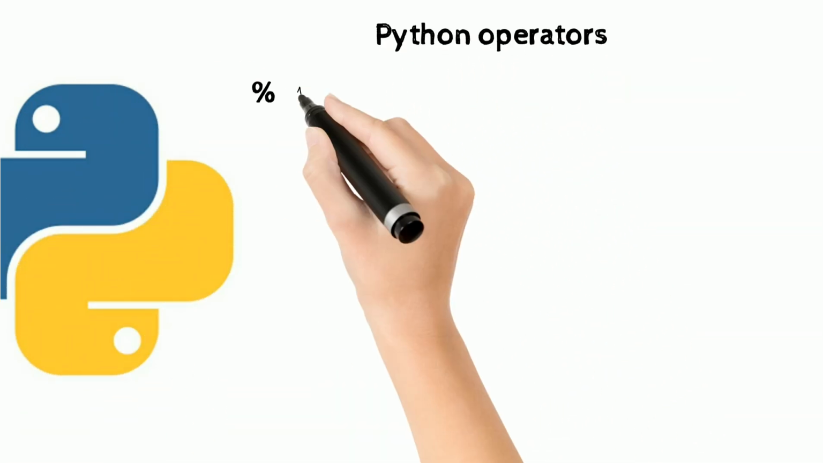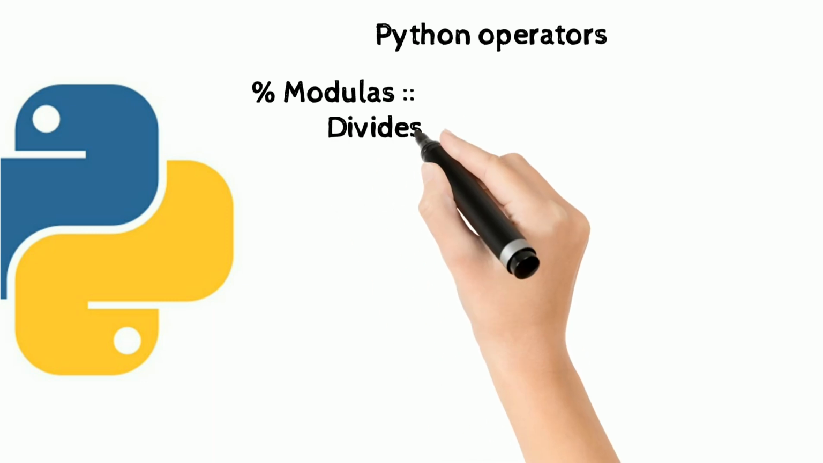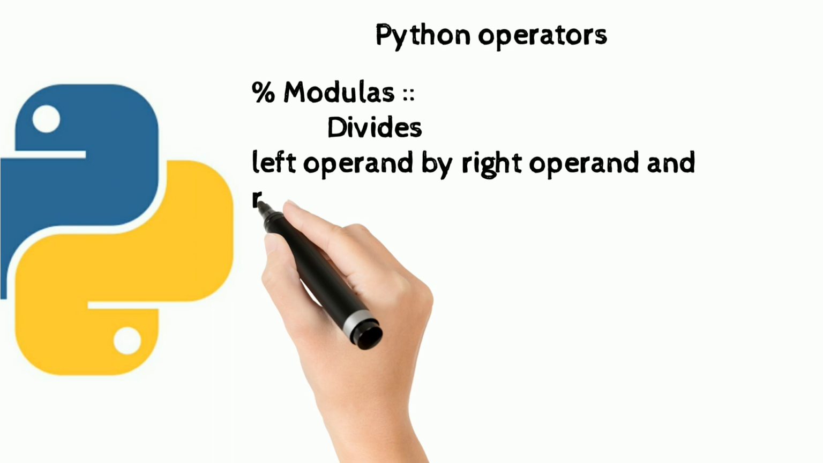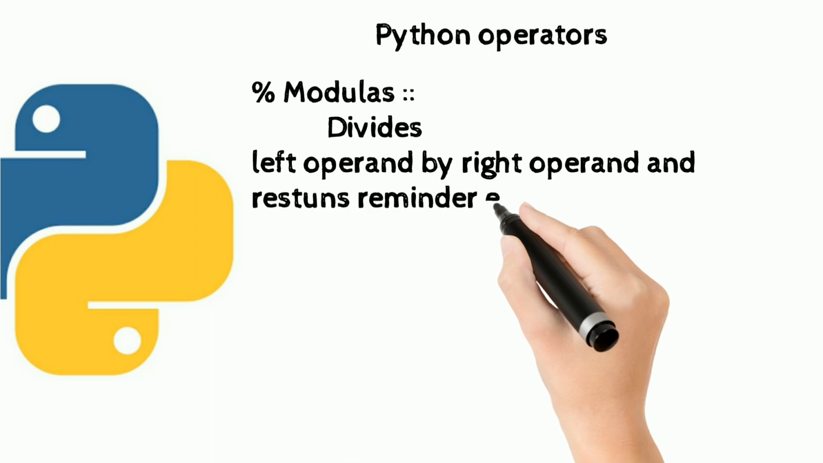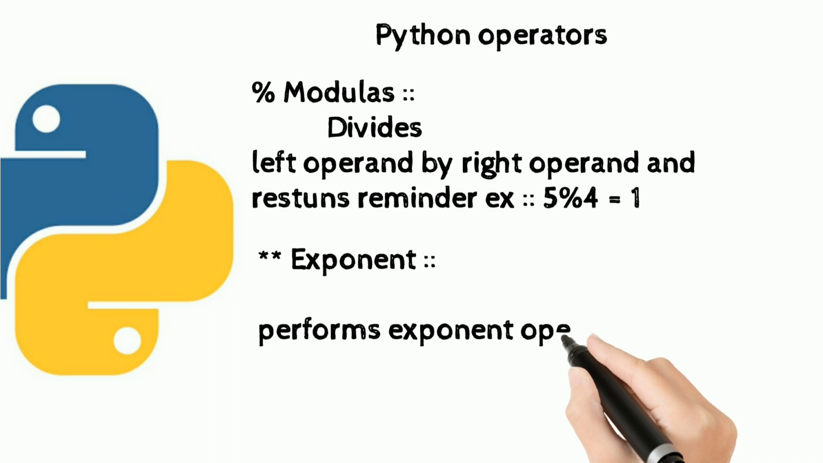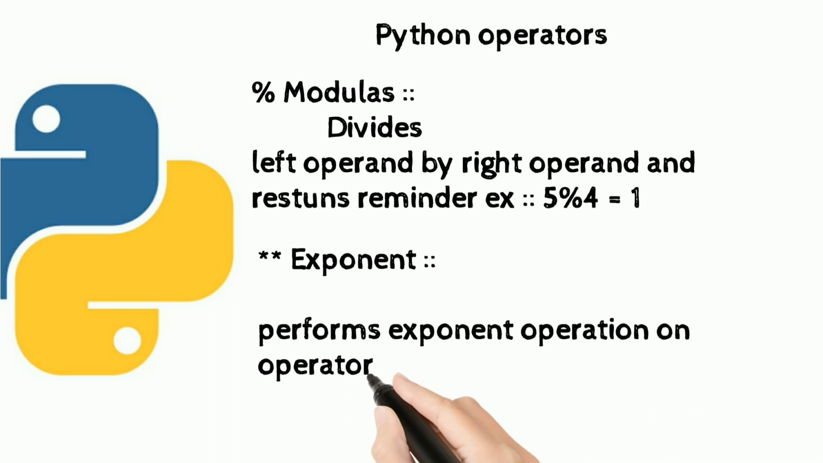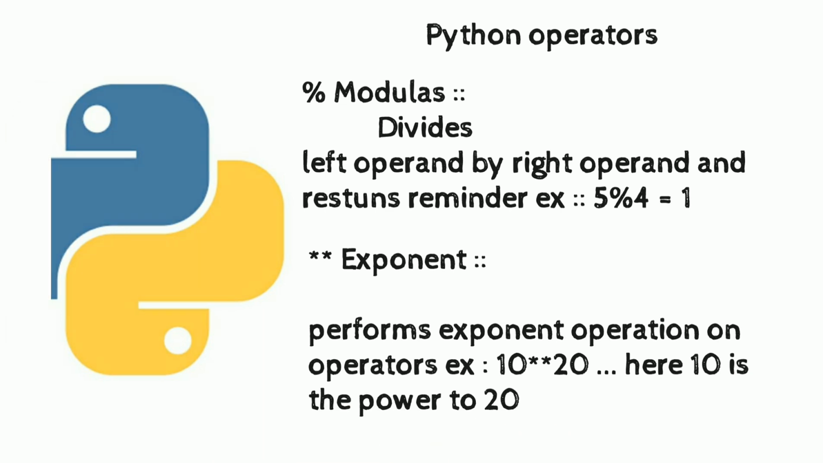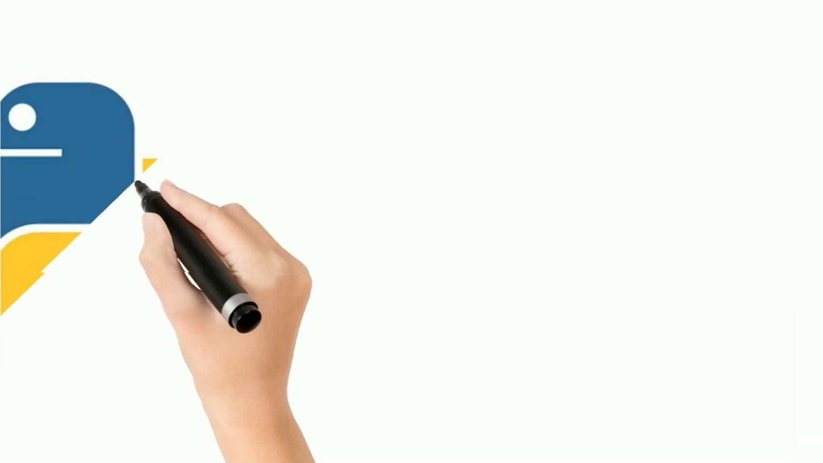Next one is the modulus. Modulus means it divides the left operand by the right operand and returns the remainder. Here it returns the remainder value, like here 5 modulus 4 is equal to 1. Exponent means it performs exponent operations on operators, like 10 power of 20. Here 10 is to the power of 20, that is exponent.